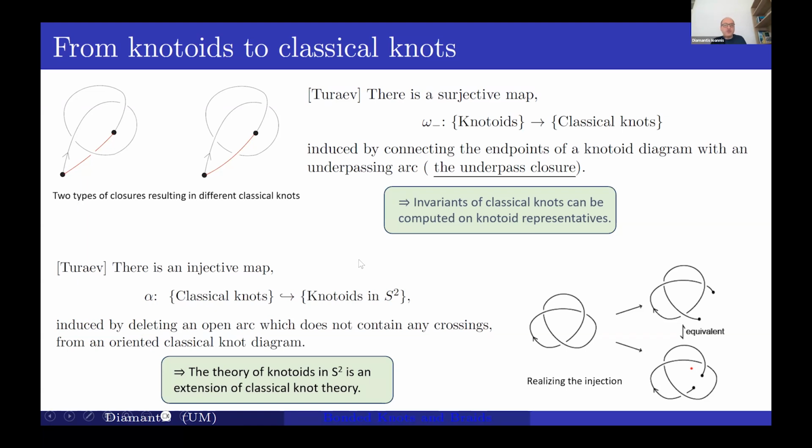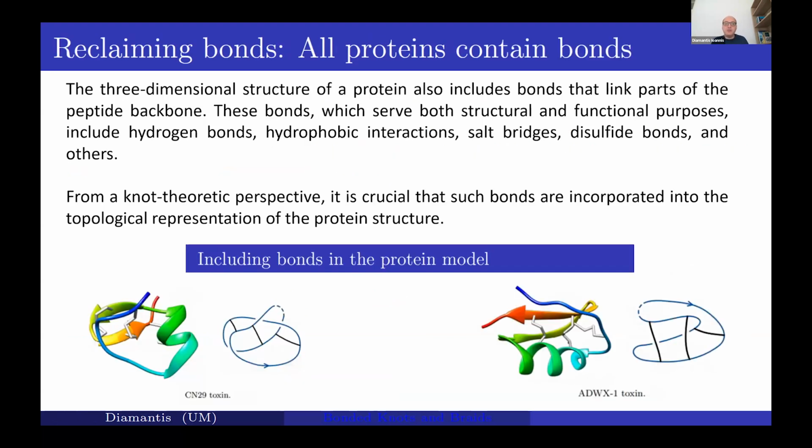So, this means actually that the theory of notoids is nothing but a generalization of classical knot theory, or an extension, if I may say. All right. So notoids, we understand how important they are in order to study these proteins, and we will go to that a little bit later. Before that, I want to make sure that we understand one simple thing: you can actually study proteins by notoids, or if you like by knots, but there is some extra information that we need to keep in mind.